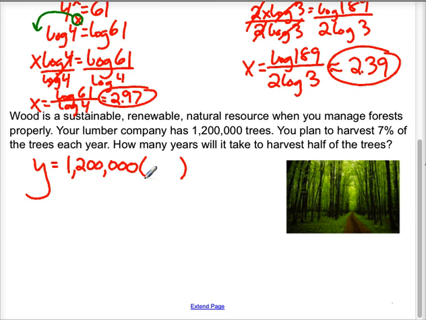Now, after we calculate that, we need the rate. Well, if you're harvesting 7% of the trees, how many trees are actually left? Well, remember 1 minus 0.07 means 93% of the trees will be remaining. You take 1 minus that 0.07 because remember you always need percentages.